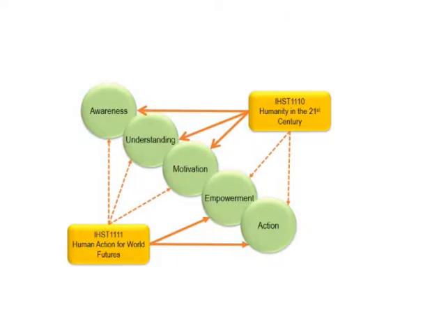And if you look at the sequence of ideas here, we start with developing awareness, understanding of large human problems, engagement and motivation, so we'll want to do something about it, empowerment, learning ways that we can actually act with that motivation to affect change, and finally, the actual steps of action. If you like, Humanity in the 21st Century mainly focuses on these first three. Human Action for World Futures mainly focuses on these second two, but they do integrate well.